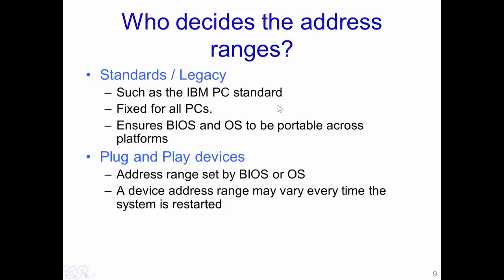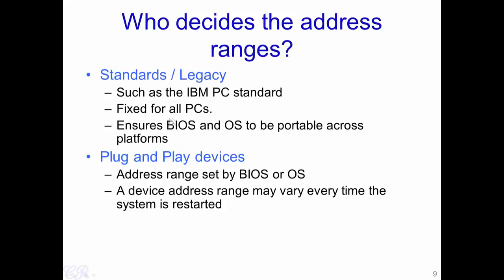So, we have seen various address ranges that have been allocated to RAM, such as the low memory region, the location where the BIOS should be present, the location where various devices like the keyboard, hard disk and so on should be present. Now, who decides these particular address ranges? Essentially, these address ranges have been decided by standards, and a lot is impacted by legacy computers of the 80s and 90s. So, one very famous standard was the IBM PC standard.